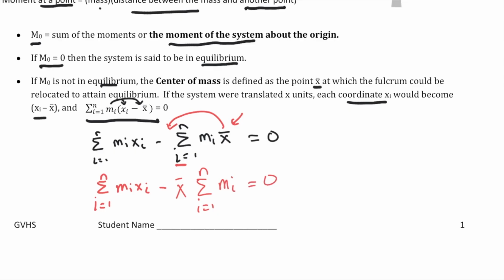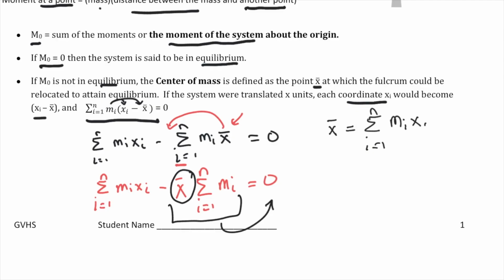One more time, we are trying to solve for x bar. So if we take the expression and move it to the right, we're going to be able to factor. What we will know once we solve that is that x bar is going to be equal to the sum i equals 1 to n of m sub i x sub i, divided by your sum i equals 1 to n of m sub i.